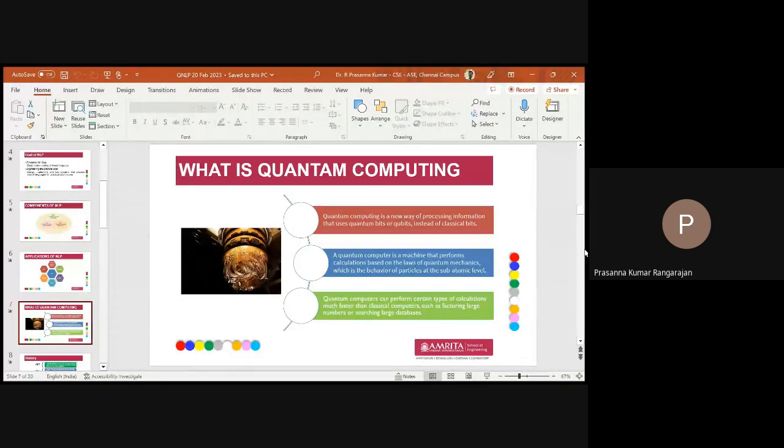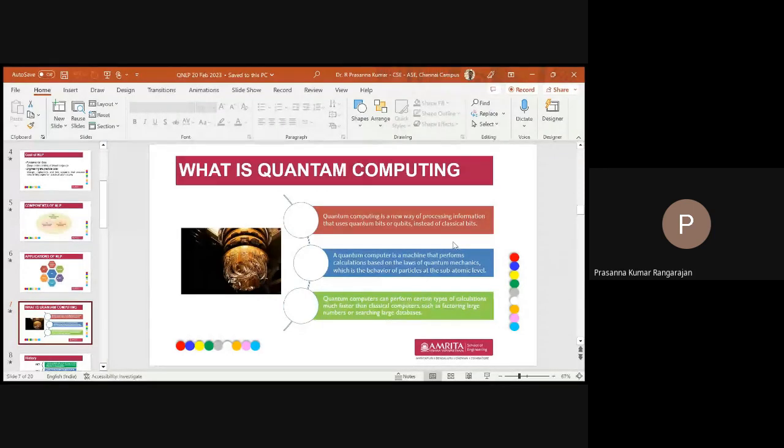So quantum computing is a way of processing information. It uses quantum bits, which we call qubits, as you can see here. We are not using the classical bits 0 and 1 here. Instead, we use qubits.